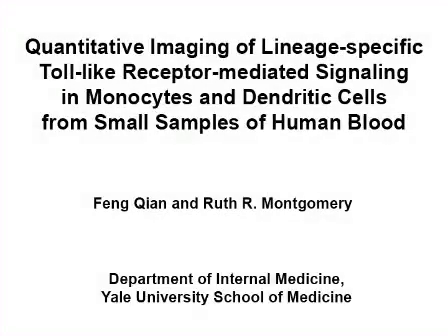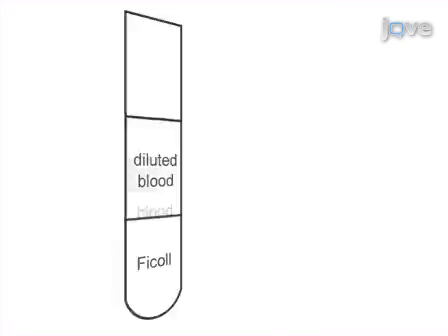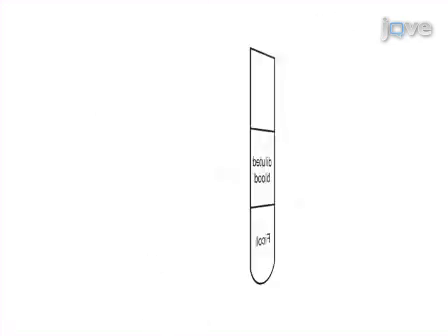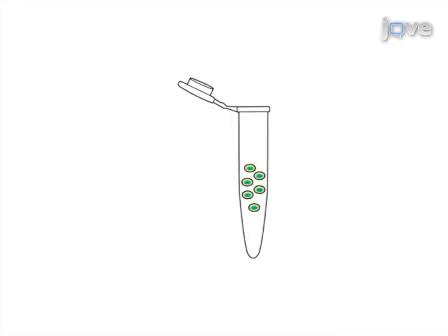The overall goal of the following experiment is to demonstrate the use of image stream technology to quantify cellular mechanisms of primary immune cells from well-defined patient cohorts. This is achieved by first isolating peripheral blood mononuclear cells, or PBMCs, from blood samples acquired from patients or healthy volunteers. After isolation, the cells are activated and then fluorescently labeled.